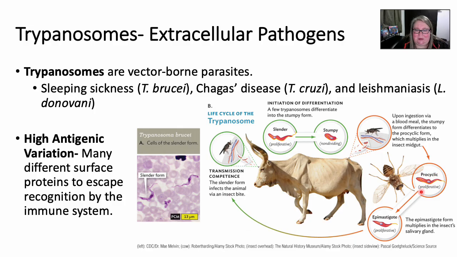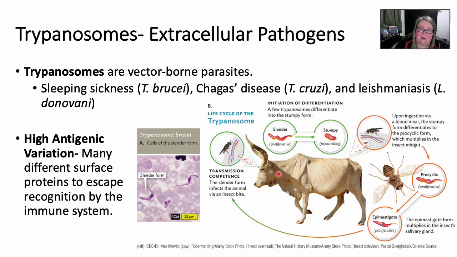Okay, it is then going to convert forms from procyclic to the epimastigote. Okay, and it's going to just continue to multiply. But instead, in the gut, it's going to multiply in the salivary gland of the tsetse fly. Okay, so when the tsetse fly lands on another mammal, so either livestock or a human, it's then going to take a blood meal, and this is going to be what transfers this trypanosome to its new host.